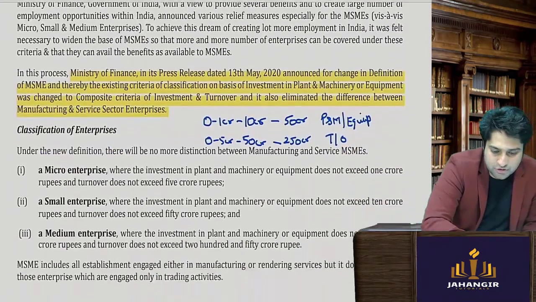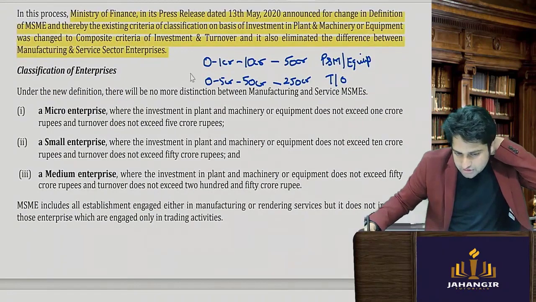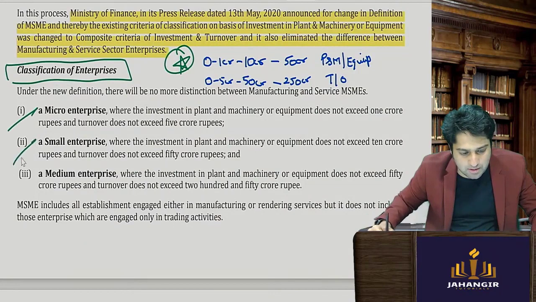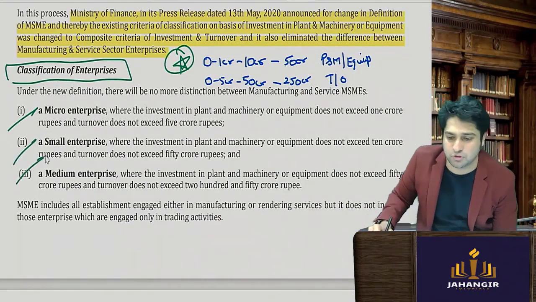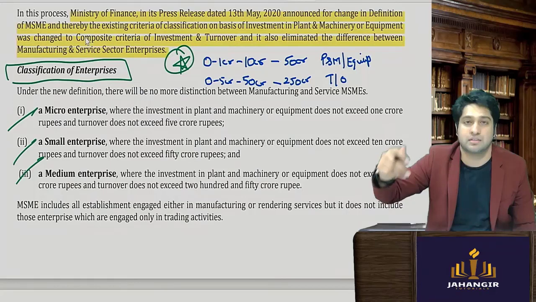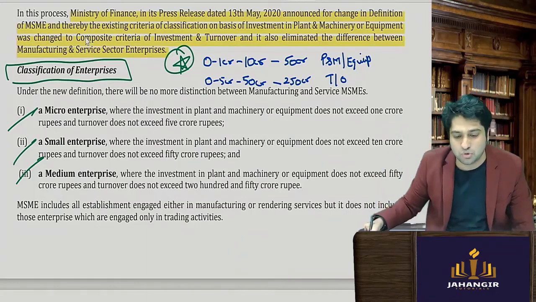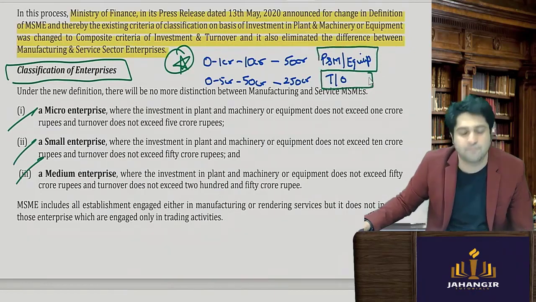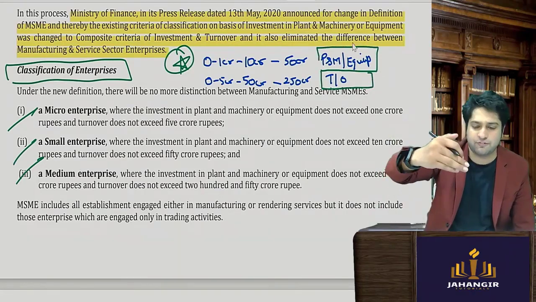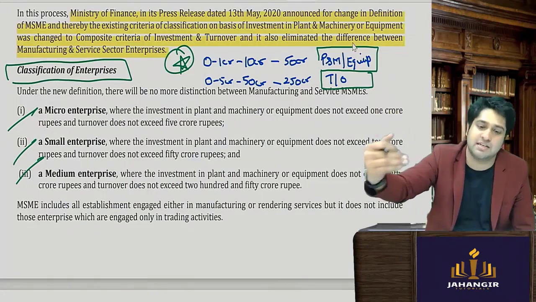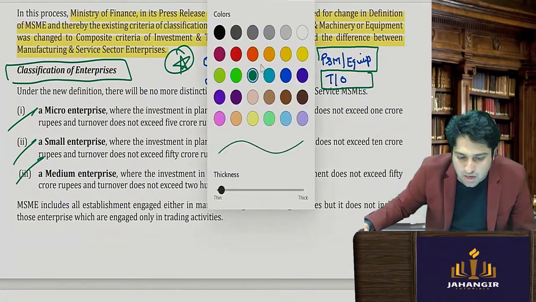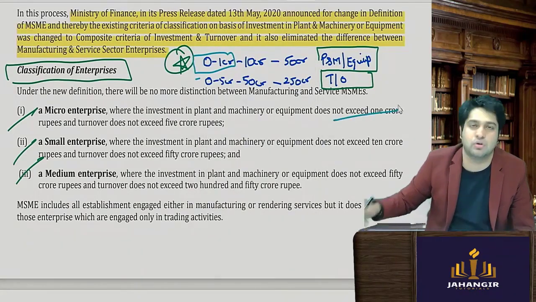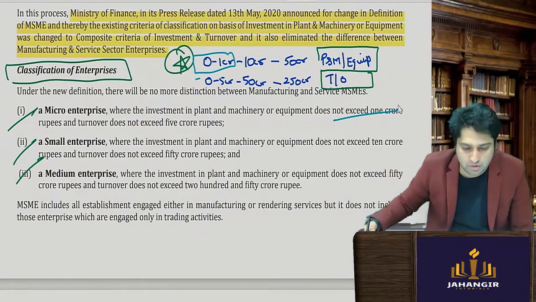Now coming to the new definition. Now the new definition is important. What is the classification of enterprise? Micro, small and medium. Now being an amendment, it is very much possible that they ask in the exam MSME. So what is it? They have said that for plant and machinery and turnover, they are divided. If you have investment in plant and machinery up to this limit, you are micro, 0 to 1 crore. Okay? Up to 1 crore, you are a micro.